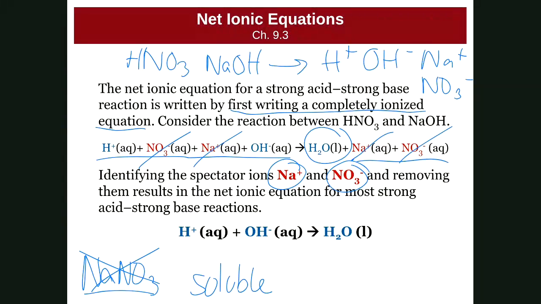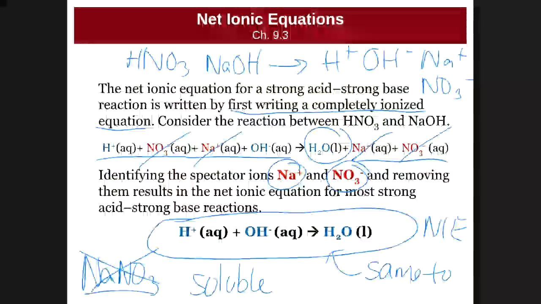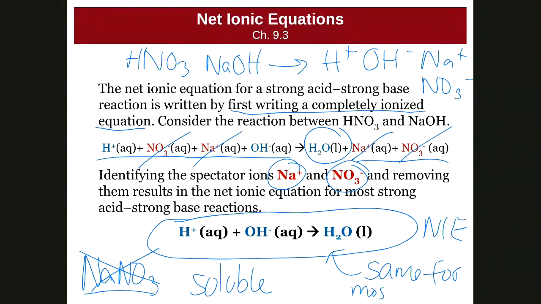So when we get rid of our spectator ions, we get the net ionic equation, which is actually the same for almost all strong acid and strong base reactions. It's just a proton mixing with hydroxide to make water. This is going to be the same for almost all acid-base reactions, ABRs.